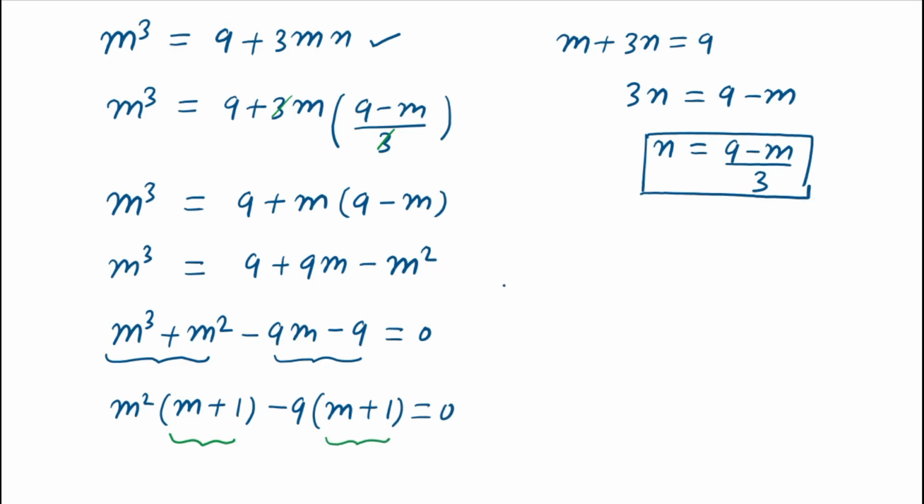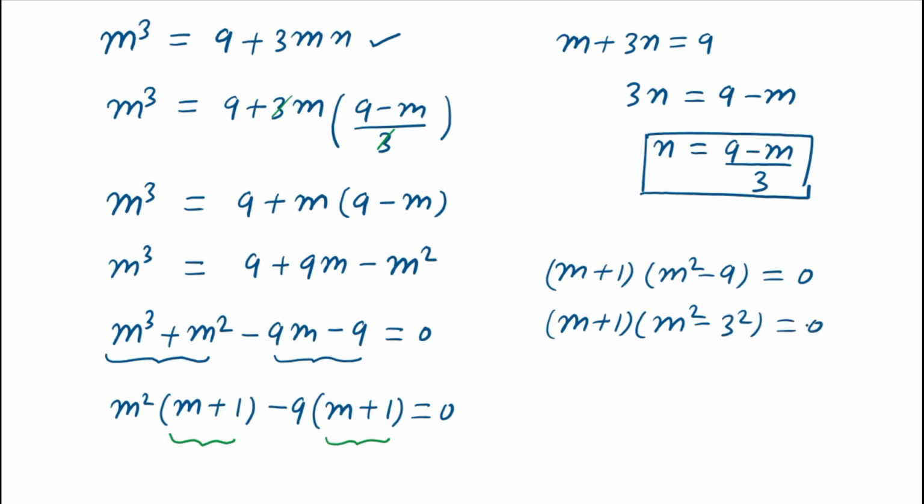So if we take m plus 1 as a common factor, then you will get m square minus 9, and this is equals to 0. Now m plus 1 times m square minus 9, where 9 is 3 square, is equals to 0. We know the difference between two squares: a square minus b square is equals to a plus b multiplied by a minus b.